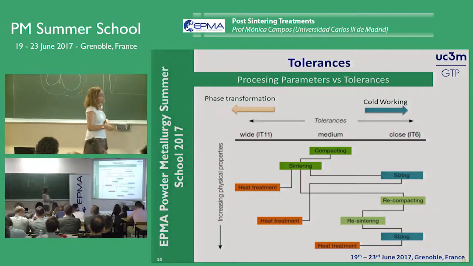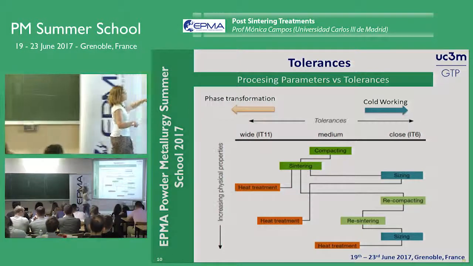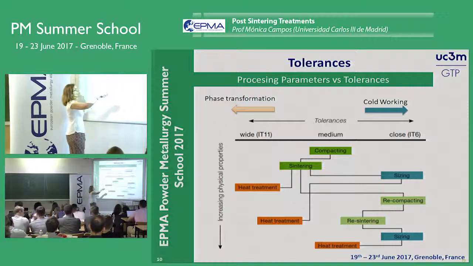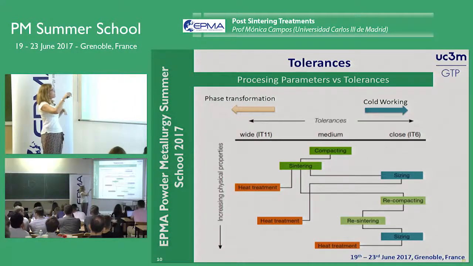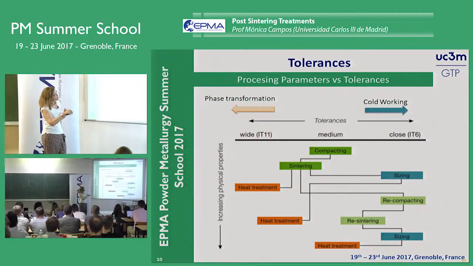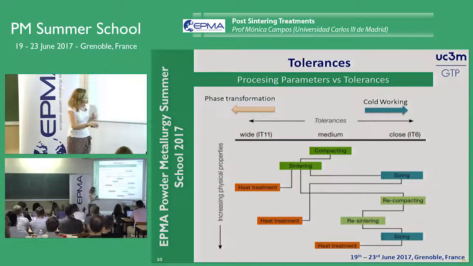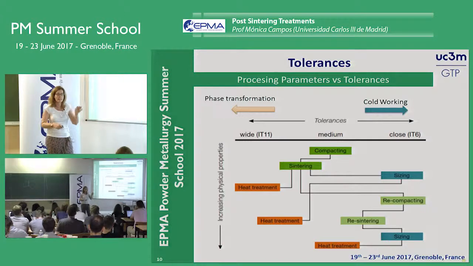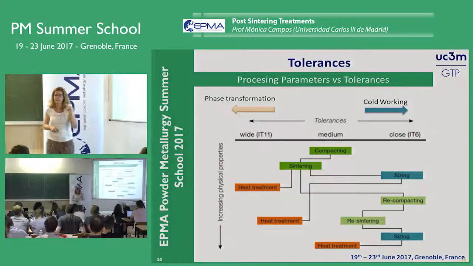Let me explain this graph. Forget what is printed here, okay? Plotted is the level of tolerance against the physical properties. How we can increase the physical properties and how we can move between the tolerances that we can achieve. In this part of the graph are plotted those steps that are related with phase transformation. In this part of the graph are plotted those steps that are related with cold working.